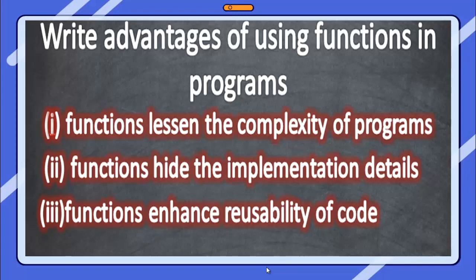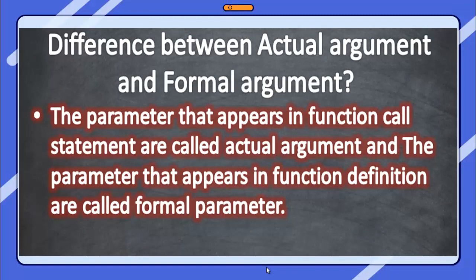What are the advantages of using functions in a program? Functions lessen the complexity of a program. Functions hide the implementation details. Functions enhance reusability of code. Difference between actual and formal parameters. The parameters that appear in the function call statements are called actual arguments, and the parameters that appear in the function definitions are called formal parameters.